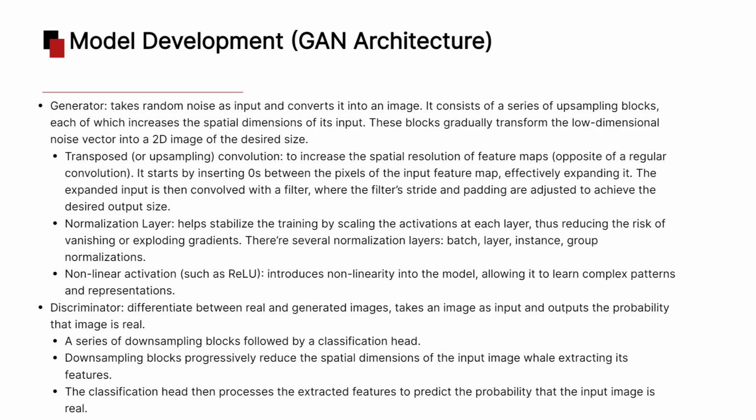Interaction between the two. The generator improves by trying to fool the discriminator, while the discriminator improves by better spotting fakes. Over multiple iterations, this adversarial process pushes the generator to produce highly realistic and diverse human faces.